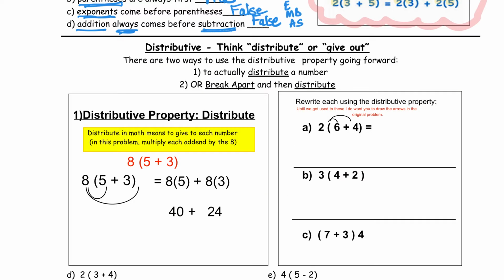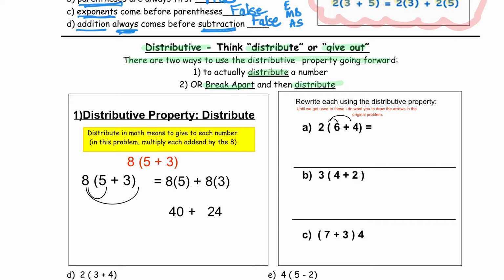So after learning about a few different properties yesterday, the last property that we're going to look at, at least in 6th grade, is going to be the distributive property. And when we focus on the distributive property, we like to think about distribute or give out. There are 2 ways to use the distributive property going forward. One is to actually distribute a number, and you're going to see we're going to be multiplying one number on the outside of the parentheses by numbers on the inside. And then there's another method that we're going to look at called break apart and then distribute. So we have a couple of things to look at.